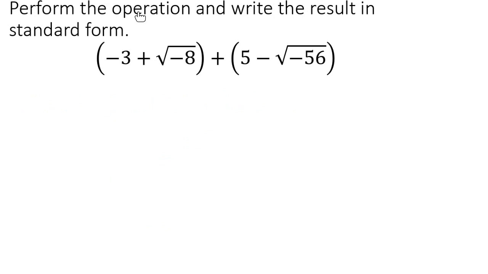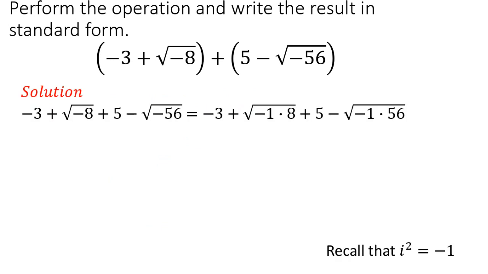Perform the operations and write the result in standard form. So the first thing you want to do here is, maybe we're going to be adding all this, right? So all I did here is I just dropped these parentheses. And so that's what I have here. But I'm going to take care of this negative 8. Do you agree that negative 8 is the same thing as negative 1 times 8? And then negative 56 is the same as negative 1 times 56.